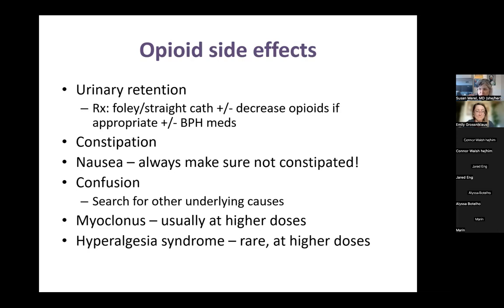Constipation, people always think about. If you're called for nausea in a patient who's on opioids, it may be from the opioids directly, or it may be because they're constipated. So think about that too.